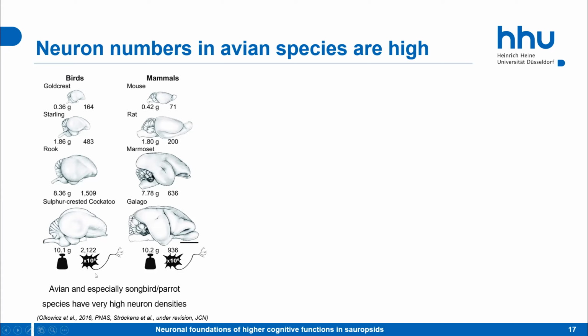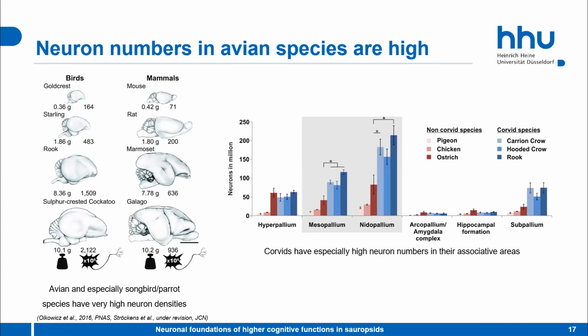And that could be one explaining factor why birds with their relatively small brains in comparison to extant mammalian species can perform, or at least some of them can perform, on such high cognitive levels. And I actually did a follow-up study on that where I analyzed the neuronal composition of brains of different avian species. And what I could find was that especially corvid species accumulate a very high number of these already high neuron numbers, especially in their associative areas, the meso- and nidopallium. That is interesting, but it also brings up another relatively big problem. And the problem is the following.